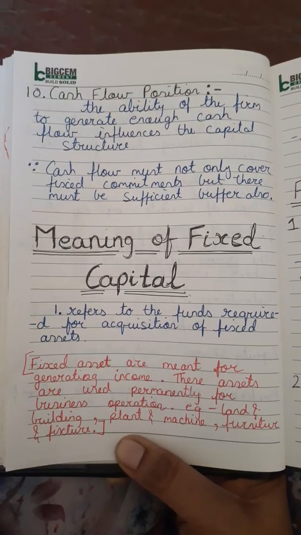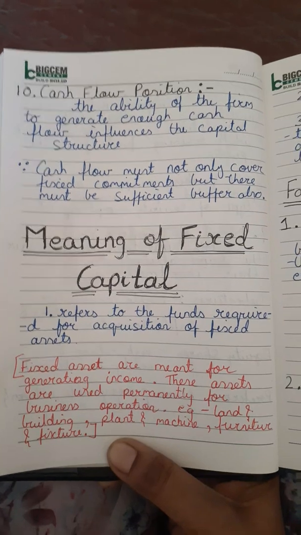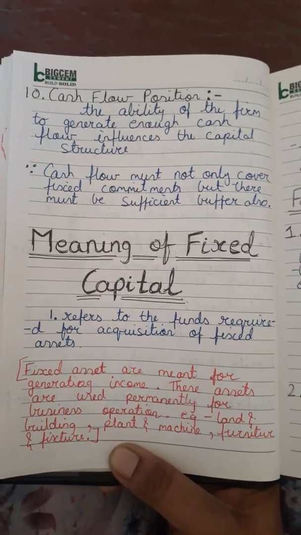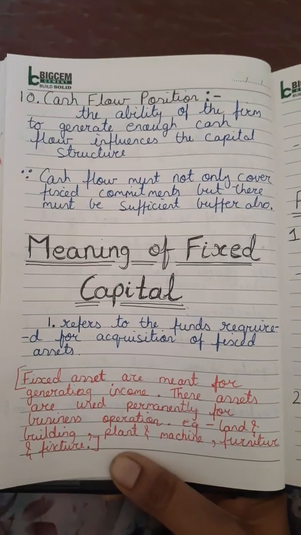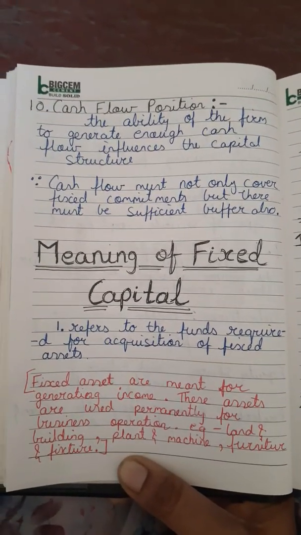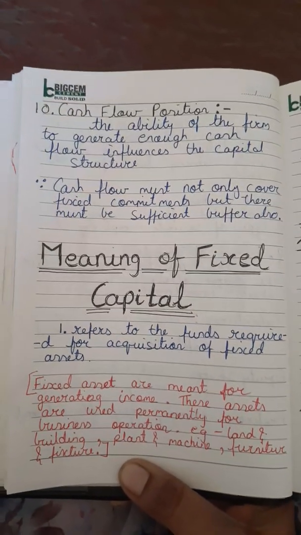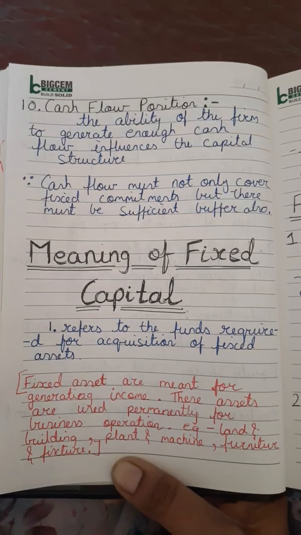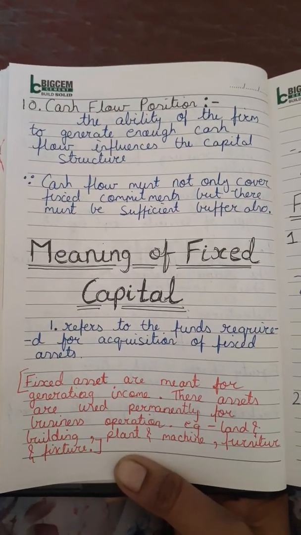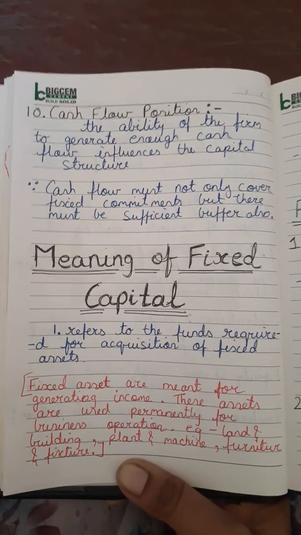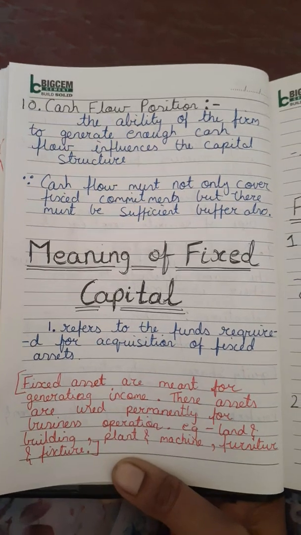Capital requirement of any business enterprise can be broadly divided into two categories: fixed capital requirement and working capital requirement. So, today in our online class, we would be doing the fixed capital requirement of a business concern. That is, today in our online class, we would be covering meaning of fixed capital and factors affecting fixed capital.